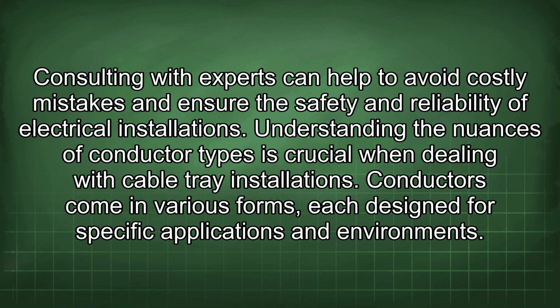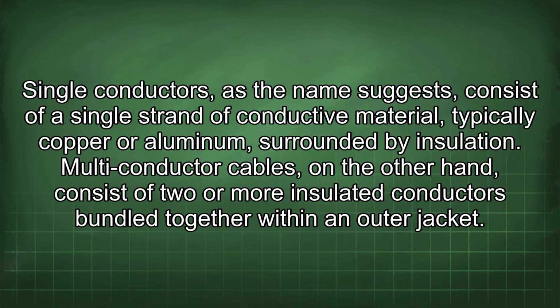Understanding the nuances of conductor types is crucial when dealing with cable tray installations. Conductors come in various forms, each designed for specific applications and environments. Single conductors, as the name suggests, consist of a single strand of conductive material, typically copper or aluminum, surrounded by insulation. Multi-conductor cables, on the other hand, consist of two or more insulated conductors bundled together within an outer jacket.